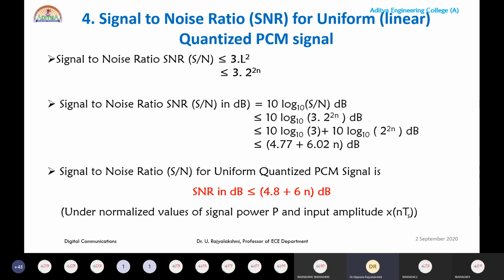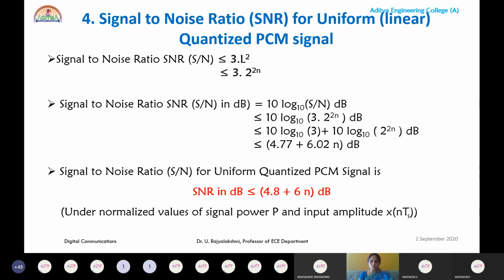Let us calculate. Please observe the first point in this slide. It is SNR equals 3L square. So it is always less than or equal to 3L square because the P value is less than or equal to 1.